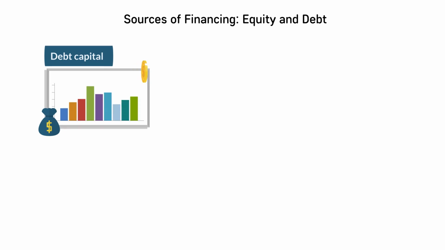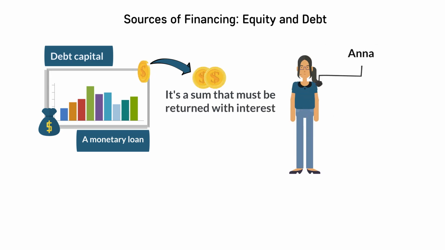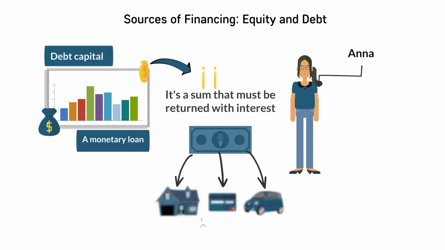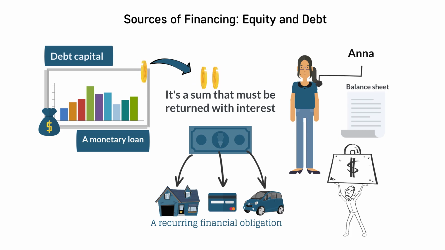Debt capital, on the other hand, is akin to a monetary loan. It's a sum that must be returned with interest. This path allows Anna to hold on to her autonomy over the business, but it also introduces a recurring financial obligation. The loan becomes a liability on the balance sheet, and the periodic interest payments can be a heavy load for a fledgling company's cash flow.